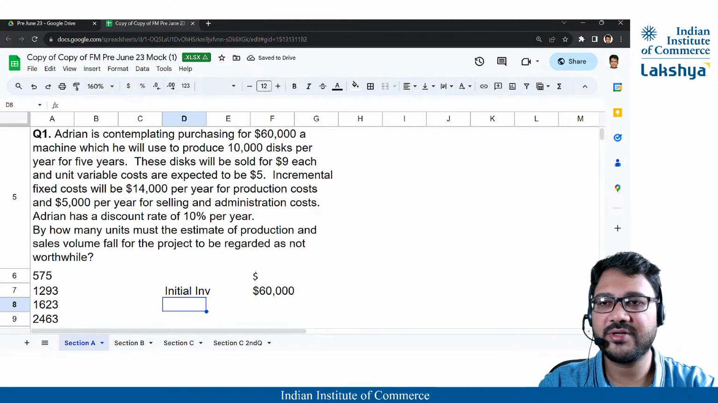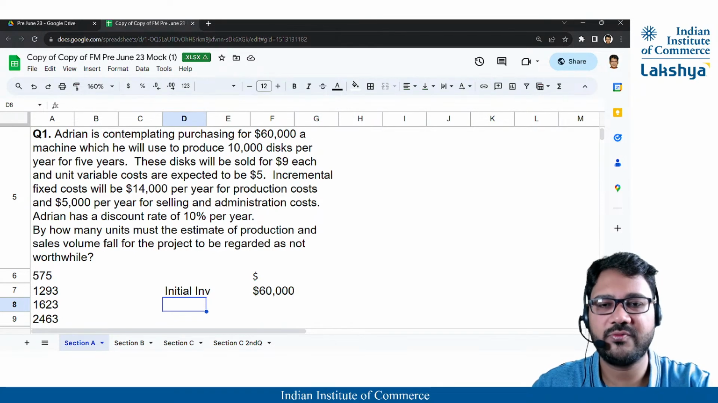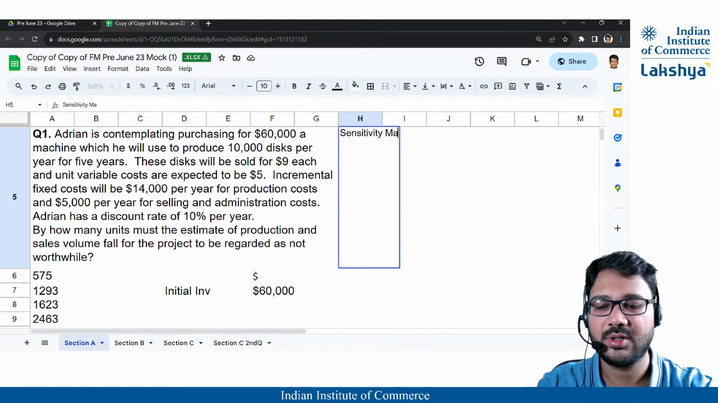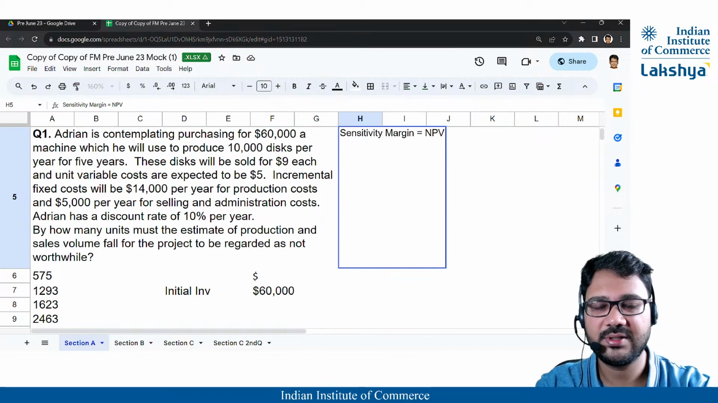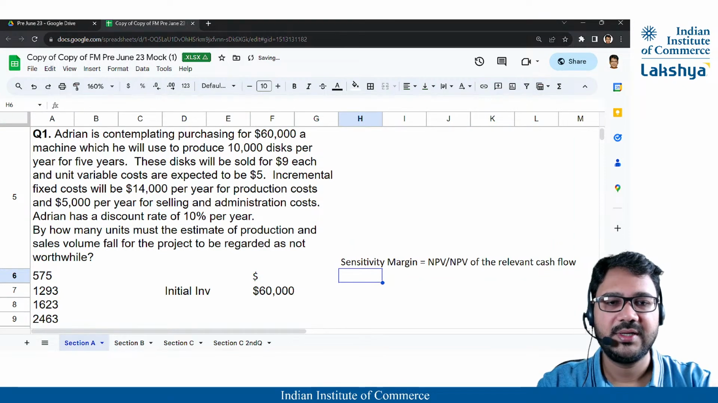So we have our initial investments. Now the question is how many units? If you wait, I'll just write the sensitivity analysis formula over here. Sensitivity margin is equal to the NPV divided by NPV of the relevant cash flow. All right, this is the formula. So we first need to find the NPV and then the NPV of the relevant cash flow.